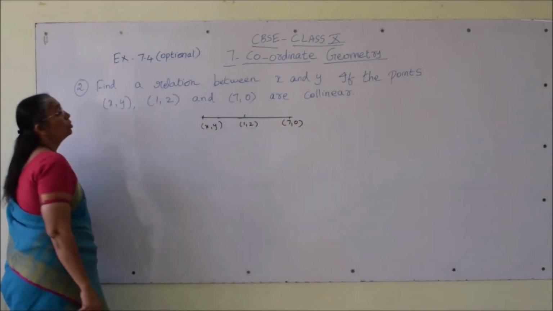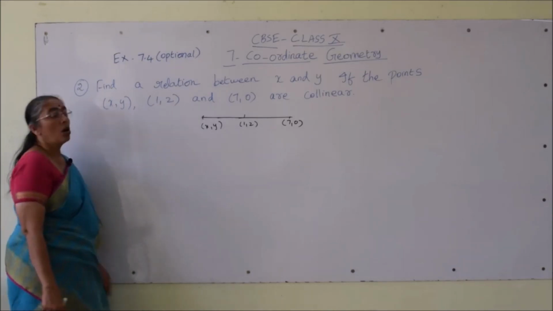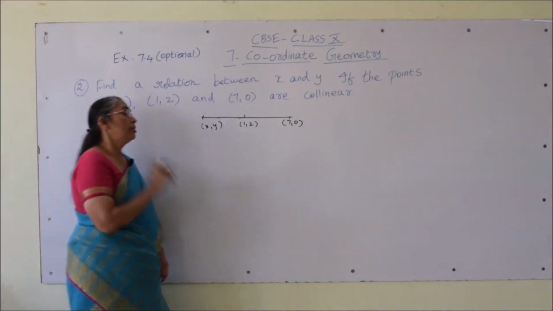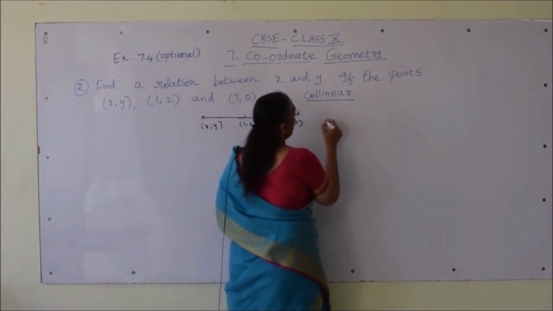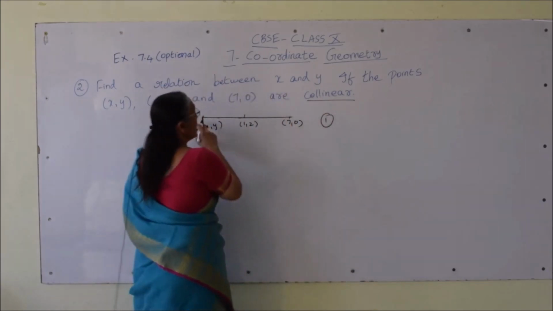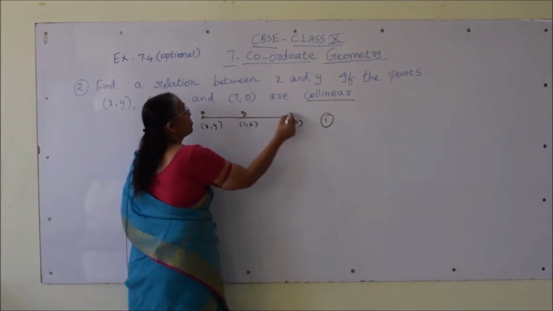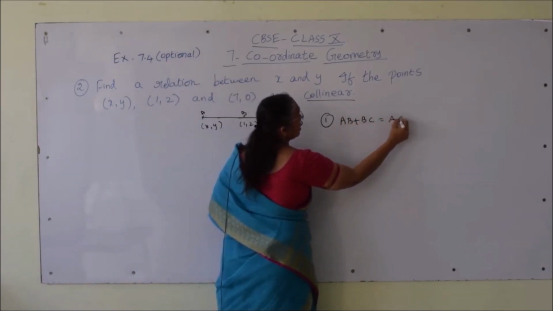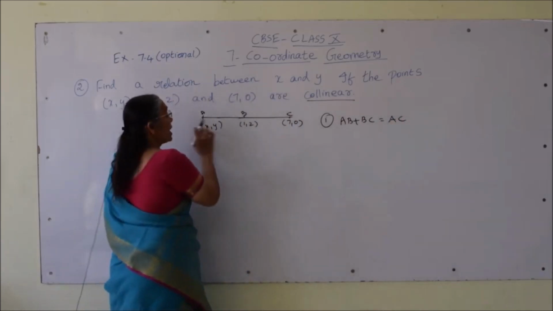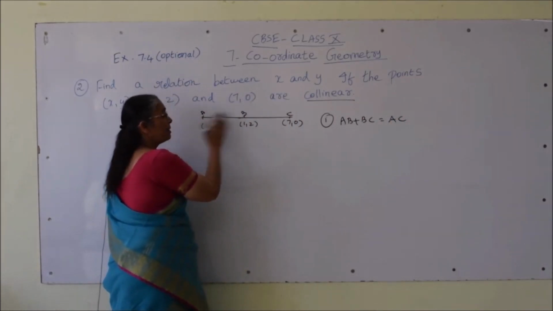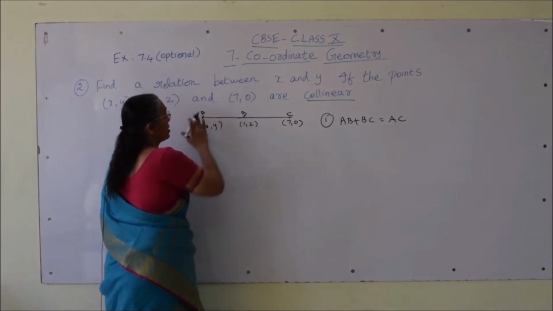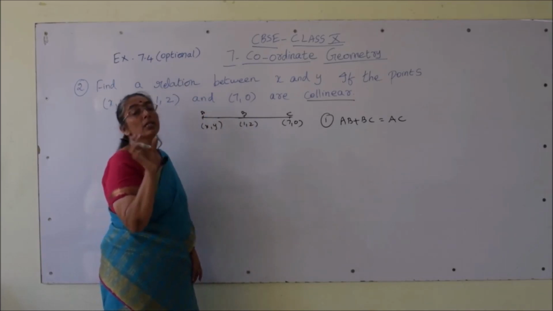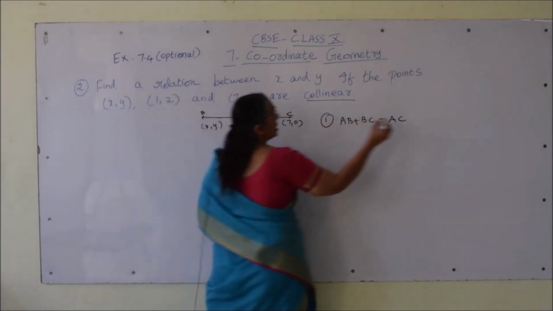To prove the given points are collinear, or to use the condition of collinearity to find the unknown variable, we can follow 3 methods. Suppose these points are A, B, C. Number 1, we can prove using the distance formula: AB + BC = AC. It is not only AB + BC = AC; we do not know which point lies where, so it can be in interchanged order also. So, the sum of two distances is equal to the third distance. This is the condition we can prove.